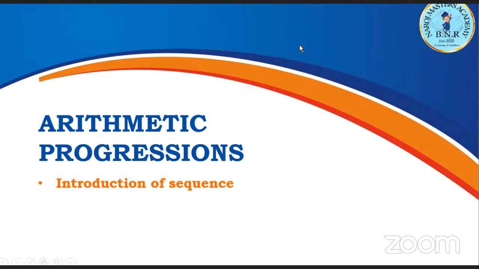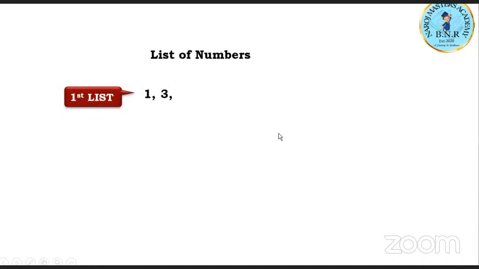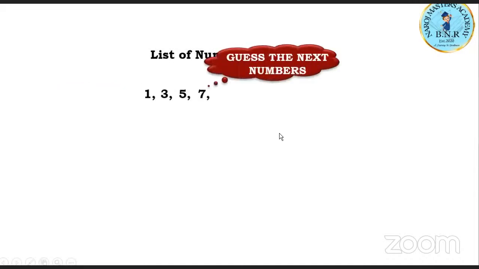Today we'll discuss arithmetic progression, introduction, and sequence. What is arithmetic progression? And we'll discuss a few problems based on the basics of arithmetic progression. Now see the list of numbers here. The first list: 1, 3, 5, 7, and so on.